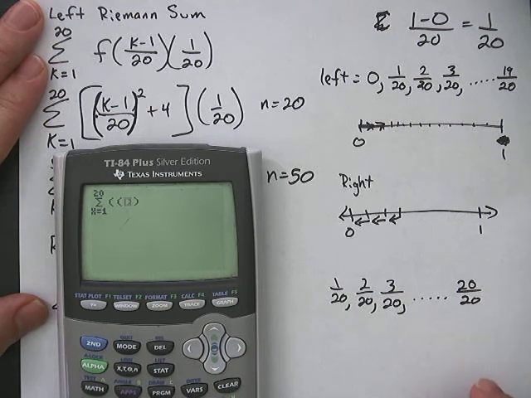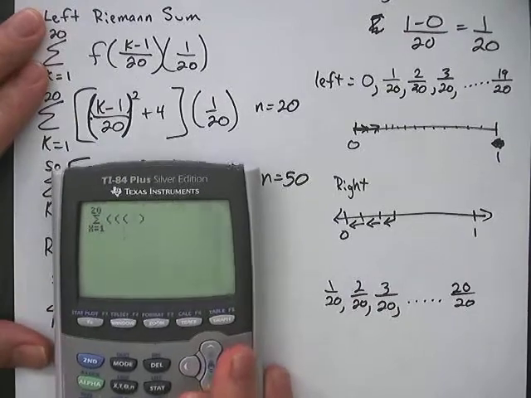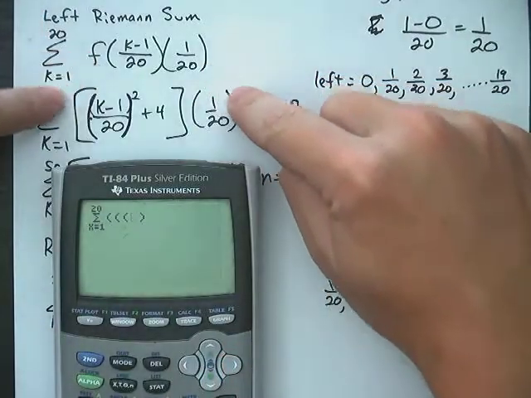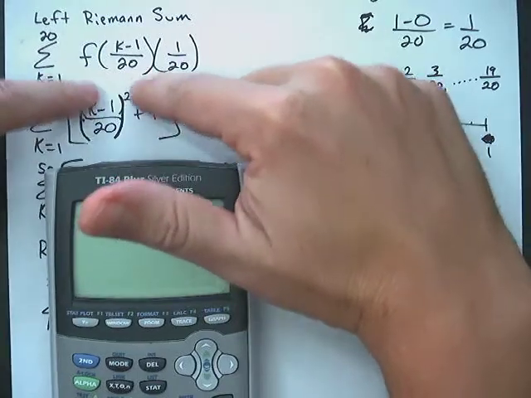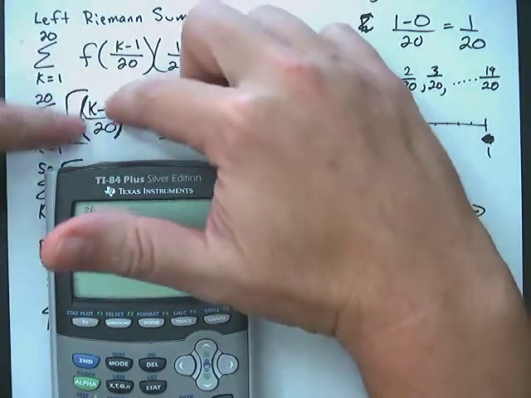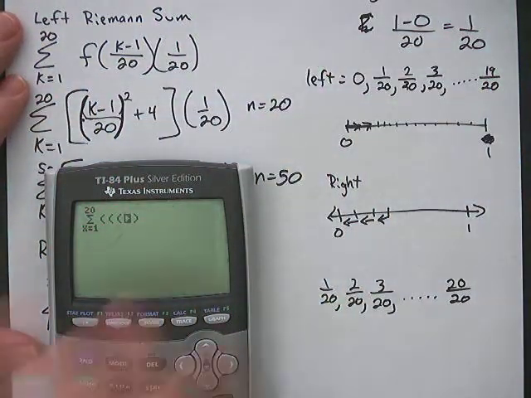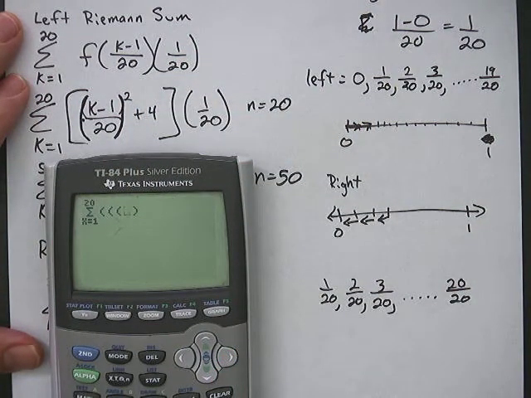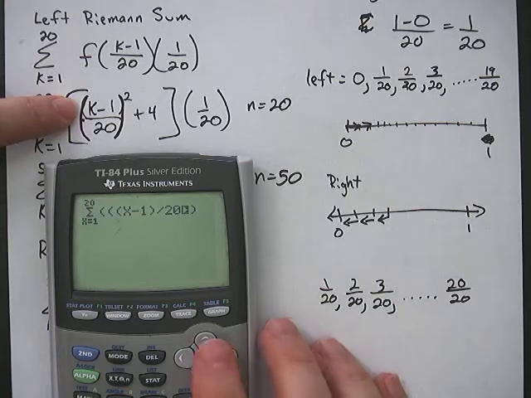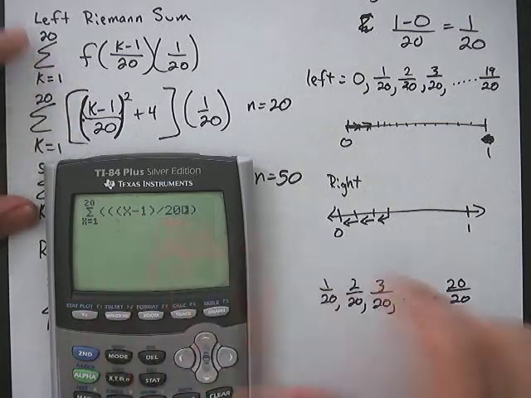Open your parentheses, open the parentheses again. Notice how many parentheses we have. The whole summation has one parentheses. Then we have another parentheses around this part, and then another around this part. So make sure you have 3 parentheses with the fraction as well. So we have x minus 1, close parentheses, divide by 20. That takes care of that, making sure that the x minus 1 gets divided by 20.